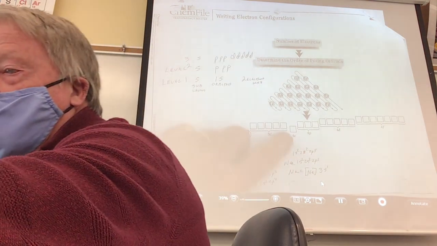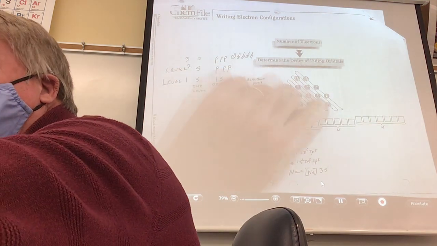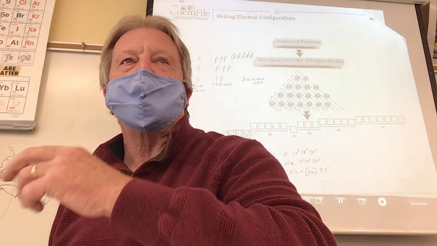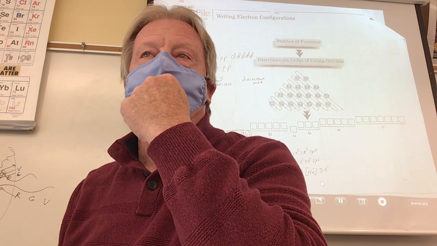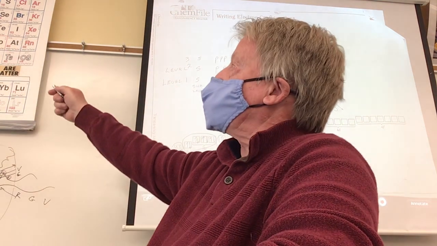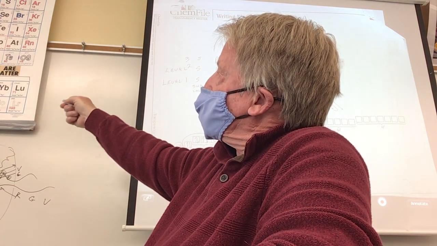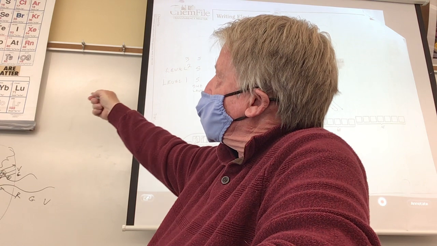I thought that was so cool when I learned the horizontal rule. I don't have to remember the overlap rule anymore. I just don't teach it anymore. Look at the periodic table. Something weird happens. Now, watch. 4s, 1 and 2, 3d all the way to 10, 4p all the way to 6.